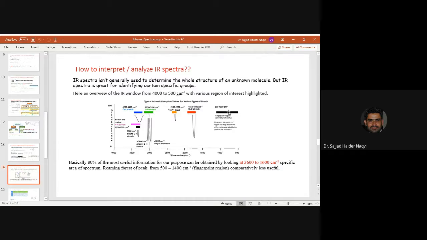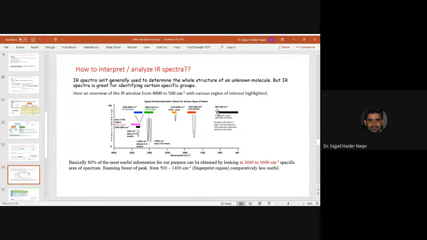Now, in an overview of the IR window, which ranges from 4000 to 500 in terms of the wave number, we have various regions of interest which are highlighted. Again, it's not that important to remember, but there is some information there which can give you an idea. For example, this region, 1650 to 1800, is for the carbonyl group. So if a peak comes in this region, the peak intensity and the peak width are going to give you information about the carbonyl.